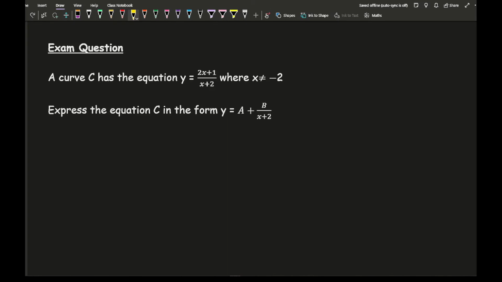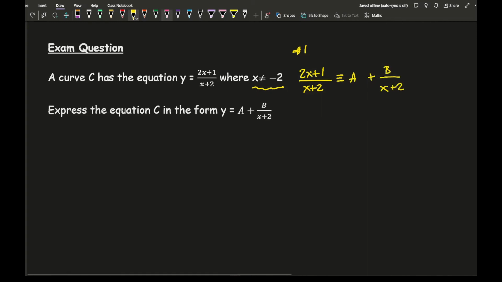Now the reason why they write this is because if x was minus 2, then our denominator would be 0, and obviously we can't divide by 0. The question is asking us to express equation C in the form of a partial fraction. So step 1: I've got (2x + 1) over (x + 2), and that's going to be written as a partial fraction as A + B over (x + 2).